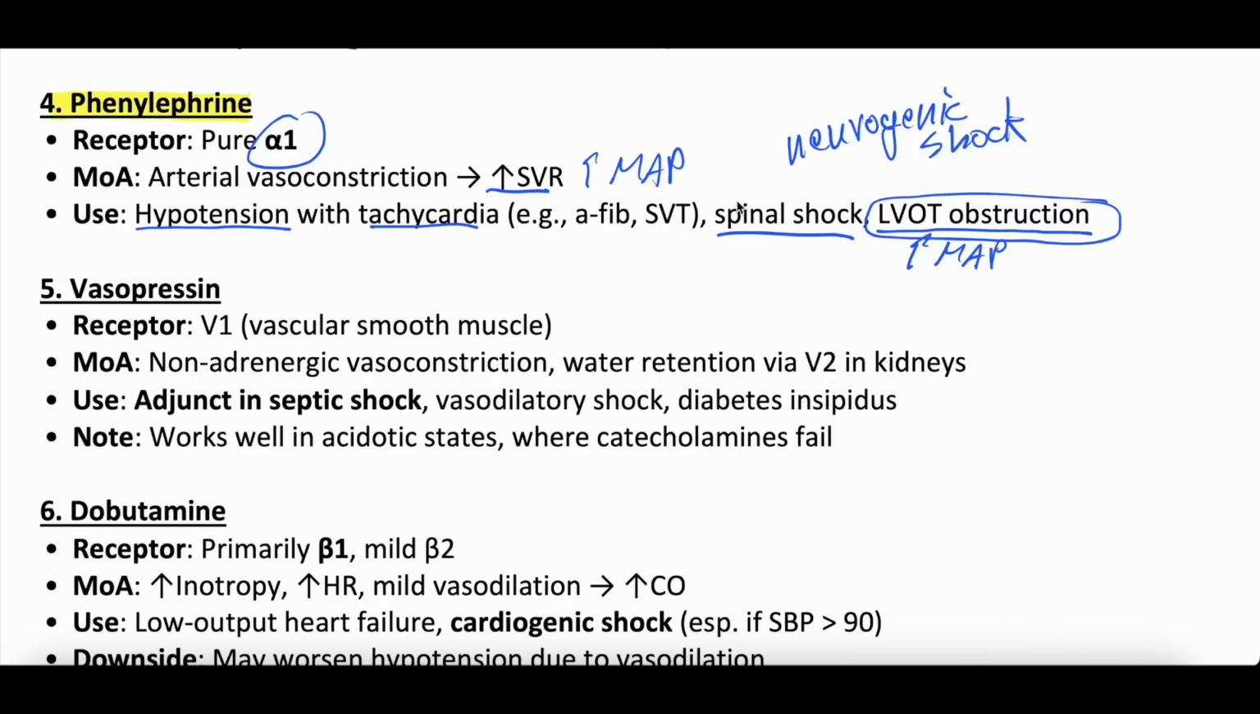But phenylephrine, I think for spinal shock and LVOT obstruction can be really good. We don't tend to use phenylephrine in other situations, even hypotension with tachycardia. We don't tend to use phenylephrine unless there's something really significant going on. We still tend to use norepinephrine.